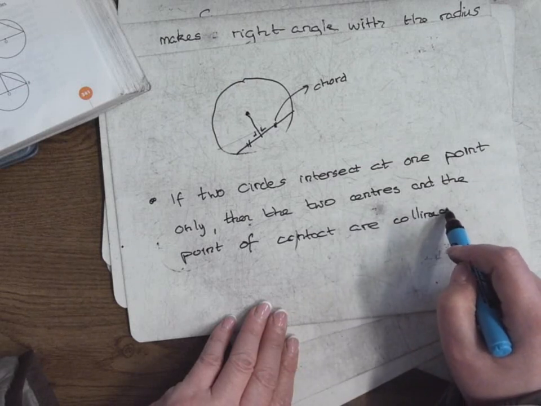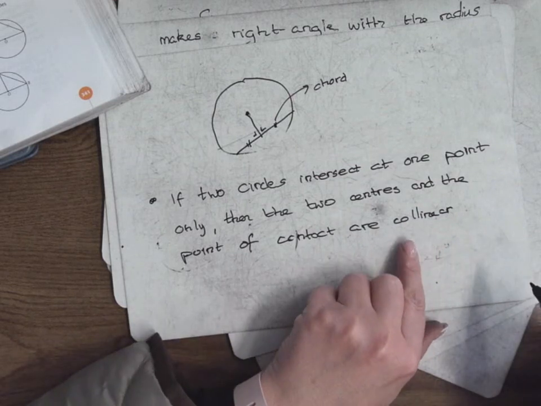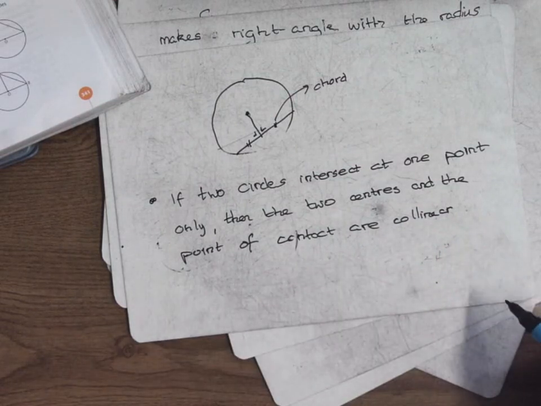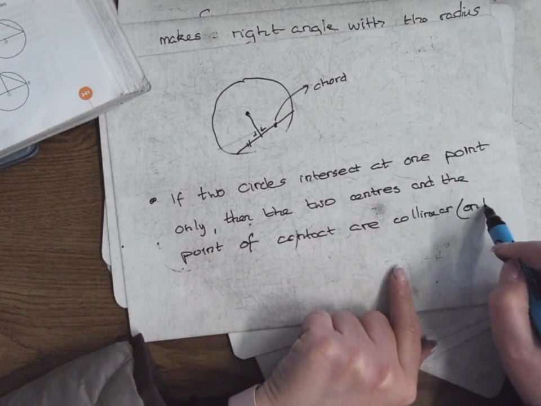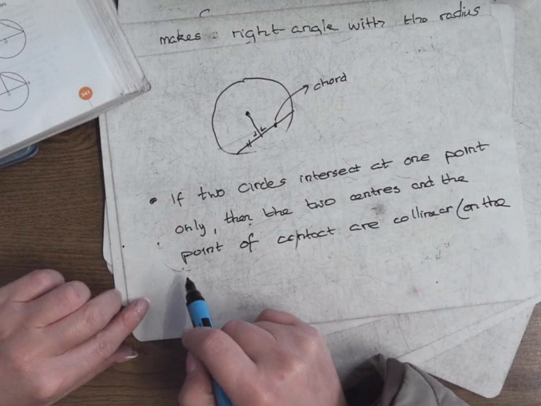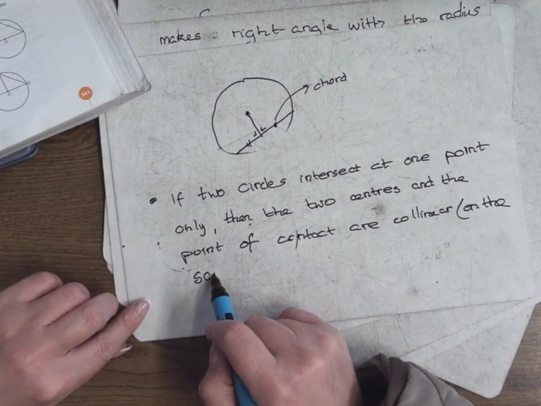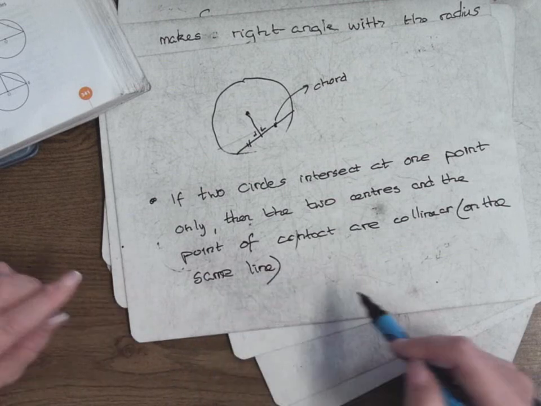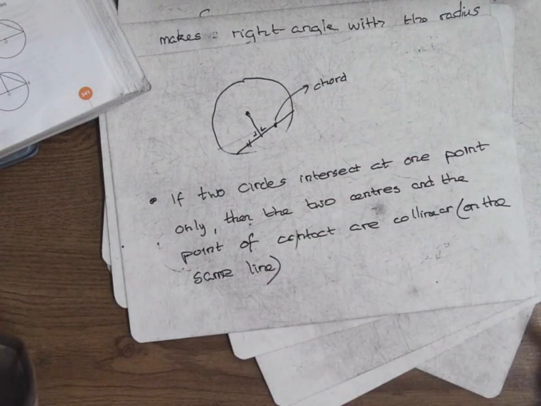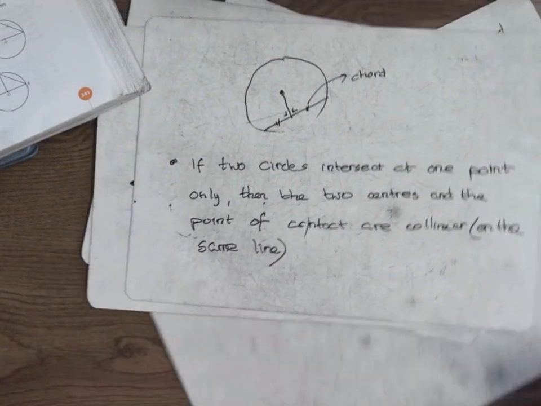What does linear mean? Line. Collinear means there are 3 points: the centre of one circle, the centre of another circle, and the point of contact, and they're all on the same line. Co means together, so they're together on the same line. They all make a straight line. So I'll try and draw that.